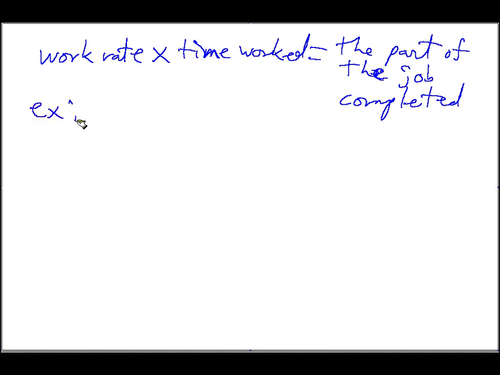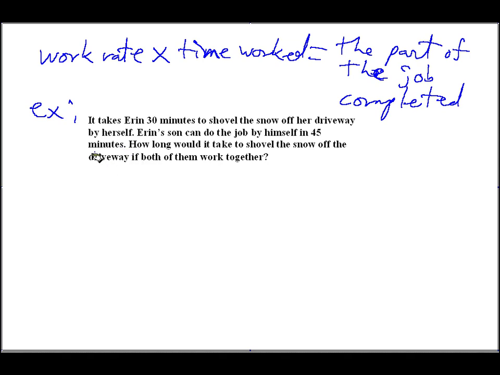So let's try this one. All right. So this says what? It takes Erin 30 minutes to shovel the snow off her driveway by herself, all by herself. All right. So if she worked by herself and shoveled the snow off the driveway, it'll take her half an hour. All right. Now it says what? Erin's son can do the same job by himself in what? 45 minutes. So Erin's son's a little slower than mom, for example.